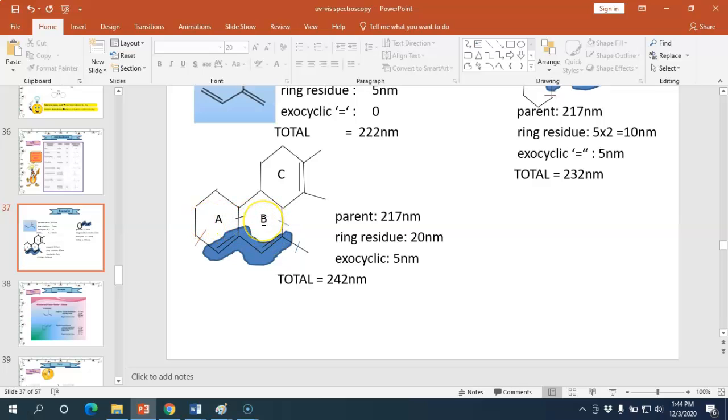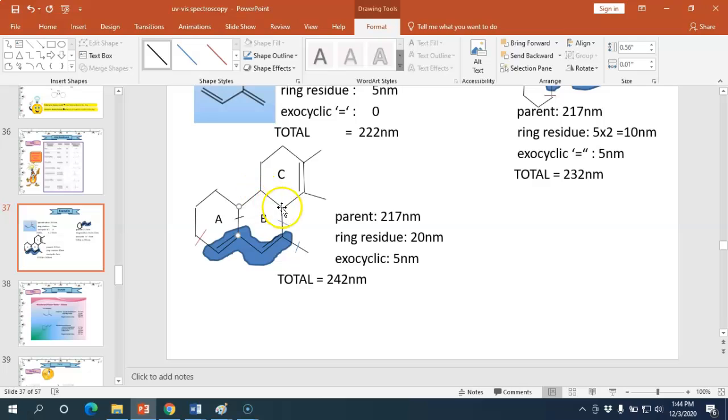Now we look at the B compound. Is there any double bond attached to the carbon of the B compound? Let's say here is C1, C2, C3, C4, C5, C6. Between C1 and C6, there is one double bond that is attached to the carbon of B compound. So this one is an exocyclic double bond, 4B.